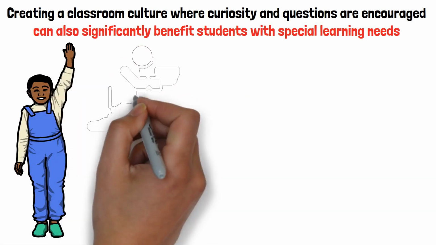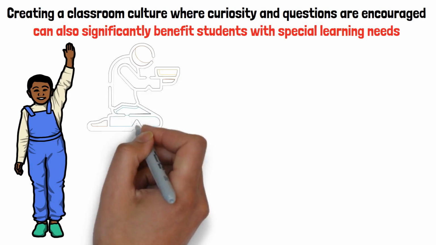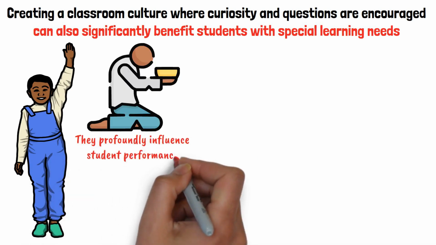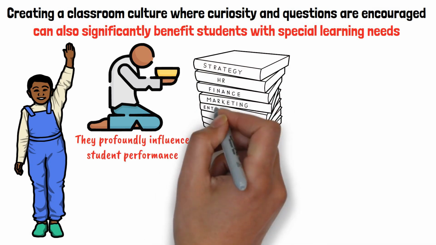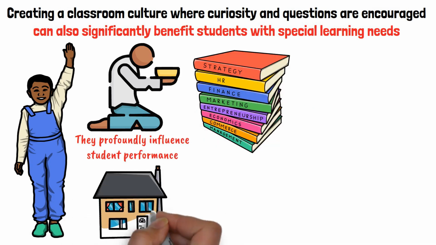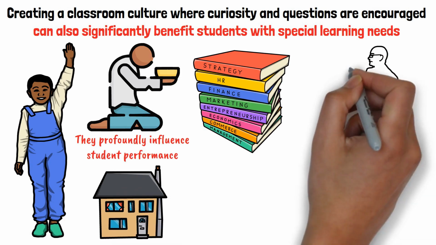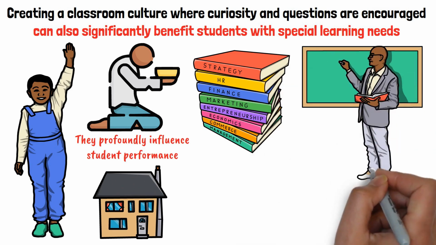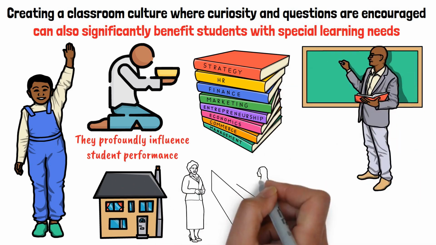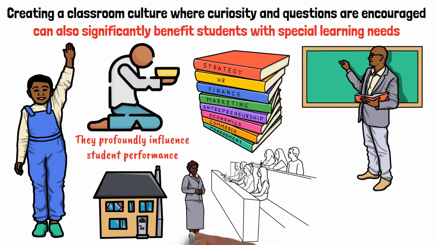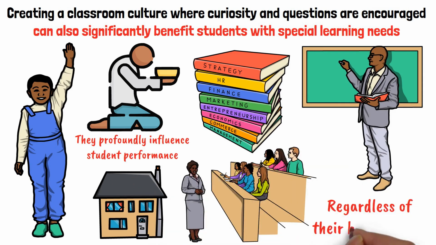Delving into the factors associated with growing up in poverty, we find that they profoundly influence student performance. These factors range from limited access to educational resources to a lack of stable home environments. However, one powerful counteracting factor is the presence of enthusiastic teachers. When teachers are passionate and engaged, they can ignite a similar spark of excitement and commitment in their students, regardless of their backgrounds.